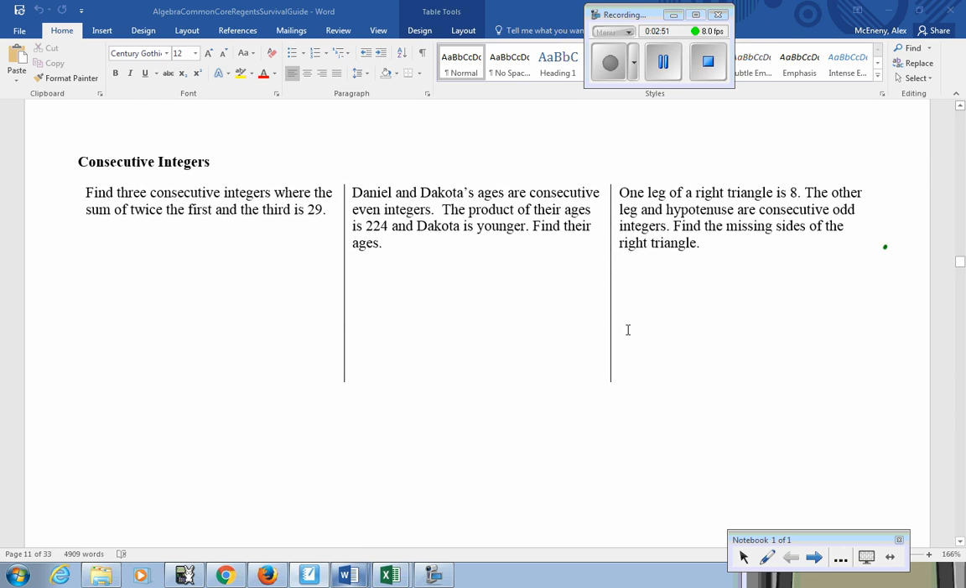Once in a while you catch a consecutive integer question. Consecutive integers are just one after the other. So 3 consecutive integers could be 3, 4, and 5. Sometimes they'll do consecutive even, like 2, 4, and 6, or consecutive odd, like 1, 3, and 5.